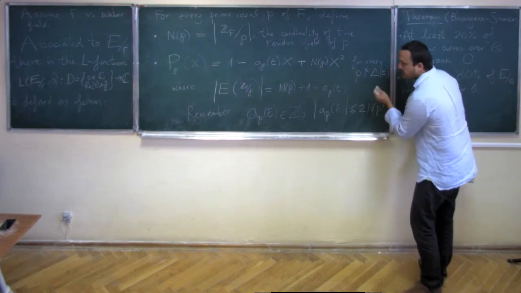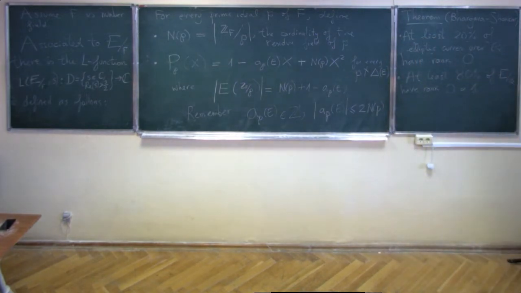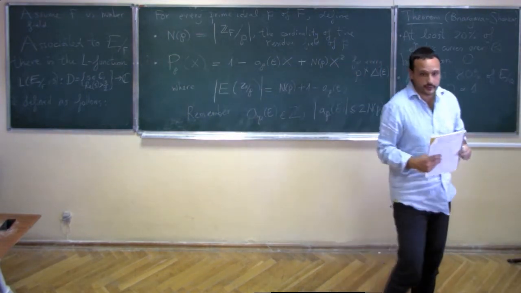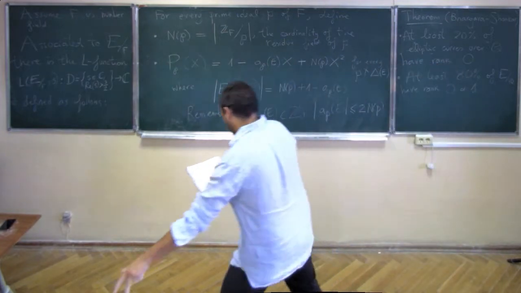Okay, this is a number attached to the elliptic curve and this prime ideal P that already appeared before. So with these two definitions, I am already in a position to define this L series, which is as follows.